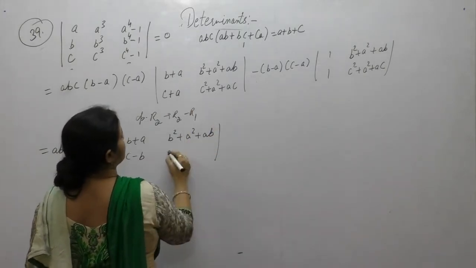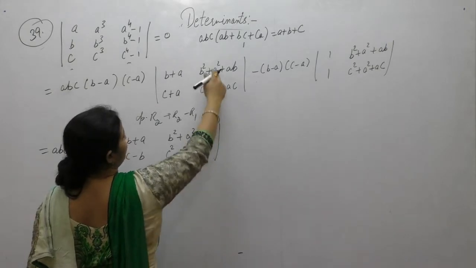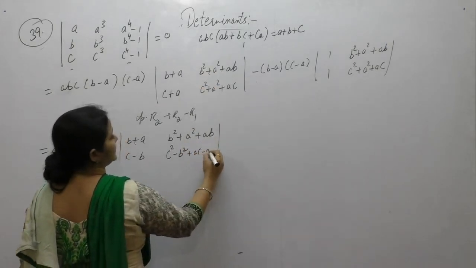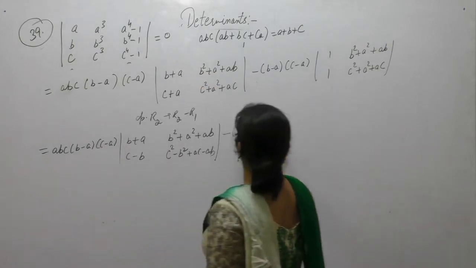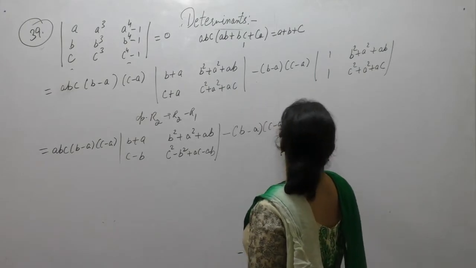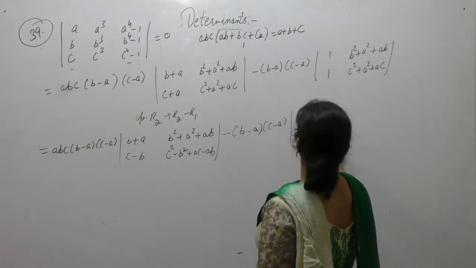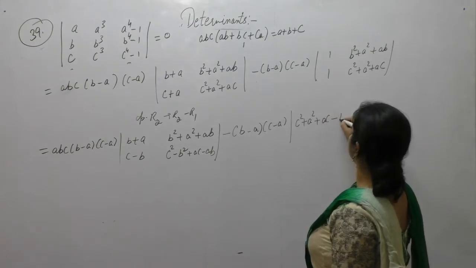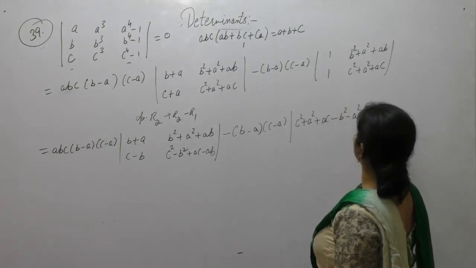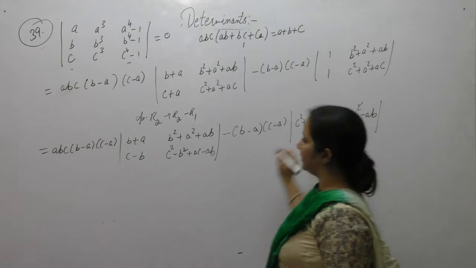R2, C square minus B square. It will get cancelled plus AC minus AB. Here we get B minus A, C minus A. C square plus A square plus AC minus B square minus A square minus AB.